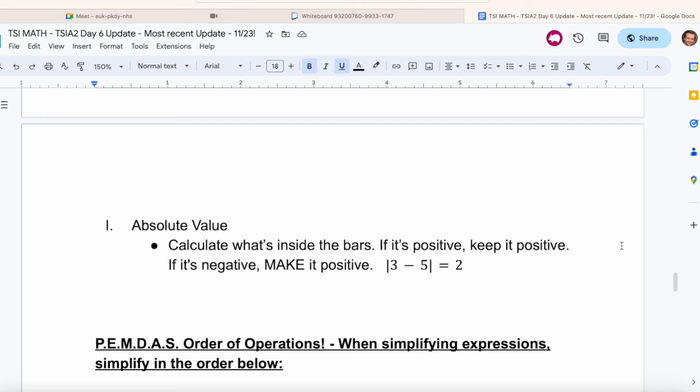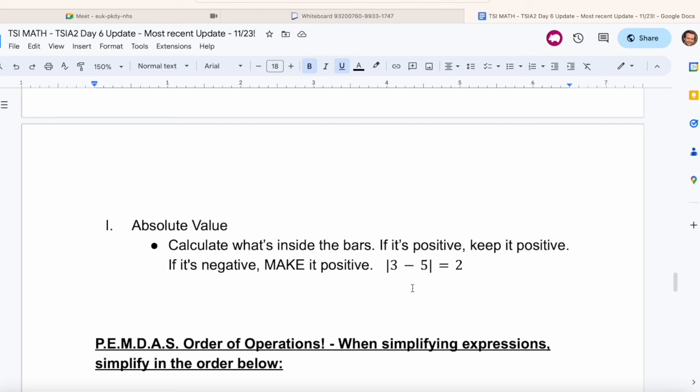Great. Go ahead and read that bullet point for absolute value, please. Calculate what's inside the bars. If it's positive, keep it positive. If it's negative, make it positive. Okay, good. And I've got an example there of the absolute value of 3 minus 5. That's how you'd read that.